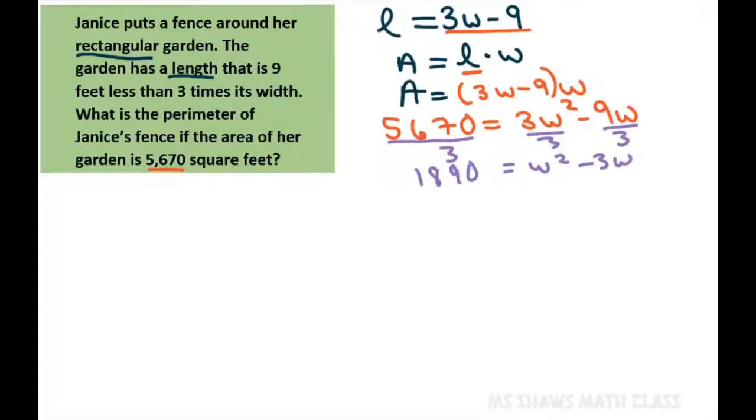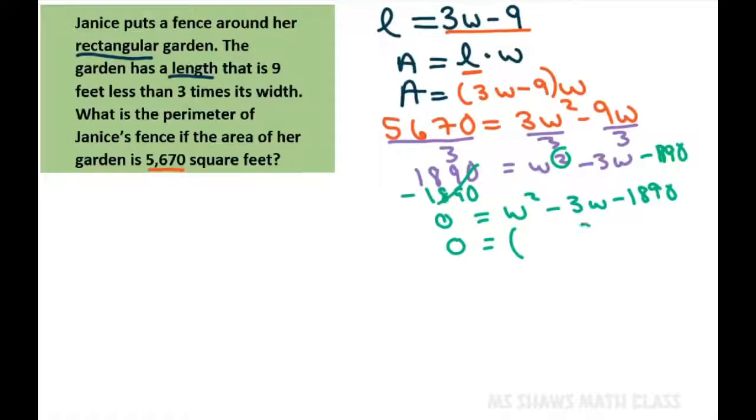And now it's a quadratic in form, so I'm going to subtract 1890 from both sides of the equation and set this to 0. So that's 1890. So basically we have 0 equals w squared minus 3w minus 1890. Now we have to factor this.